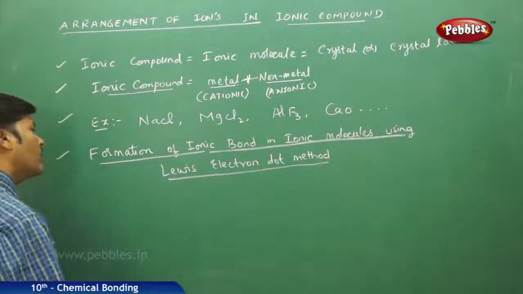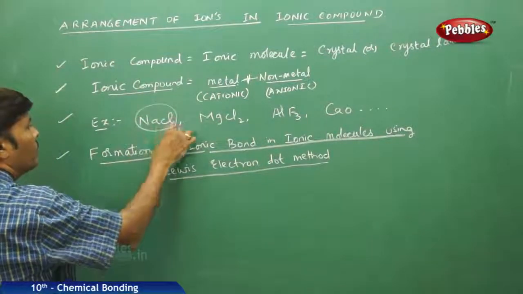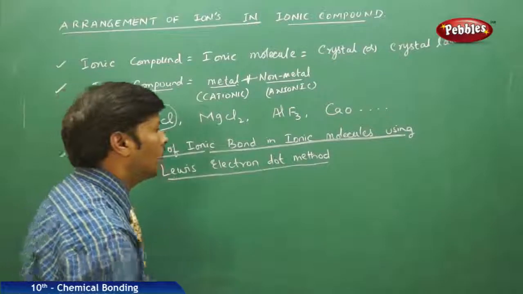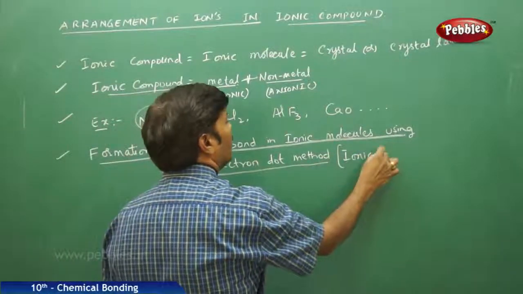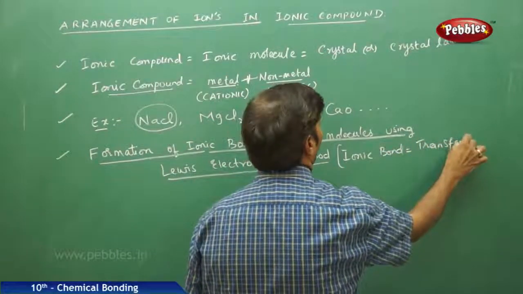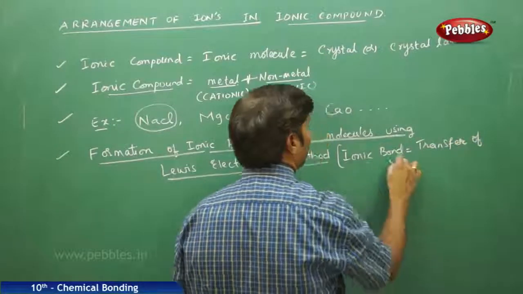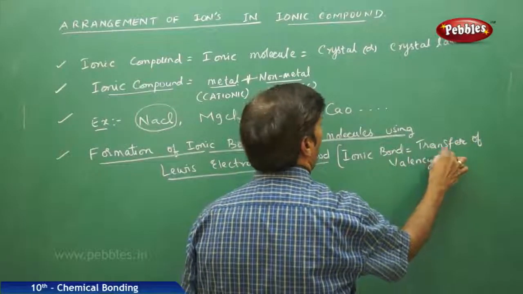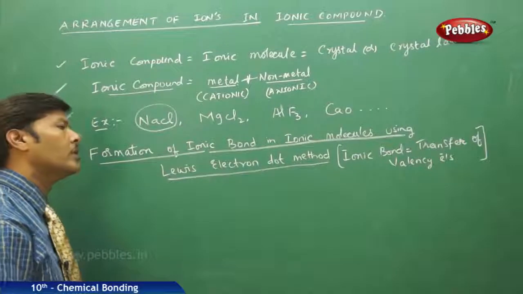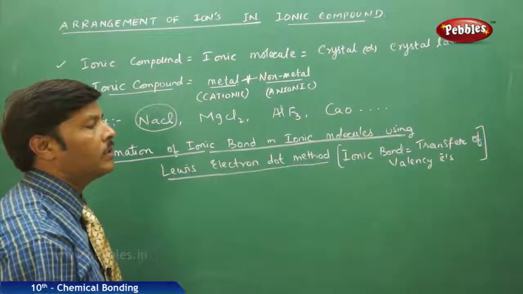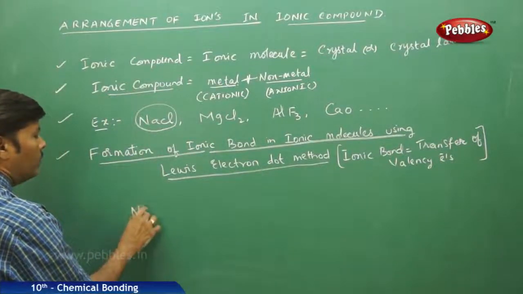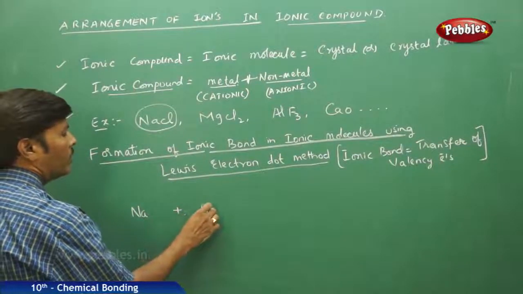So here what we need to understand is, suppose I am taking sodium chloride, one of the most important properties in the formation of ionic bond in ionic molecules is, I am writing here, ionic bond is always formed because of transfer of valency electrons between two atoms. If there is a transfer of valence electrons between two atoms, then that bond results in the formation of ionic bond.